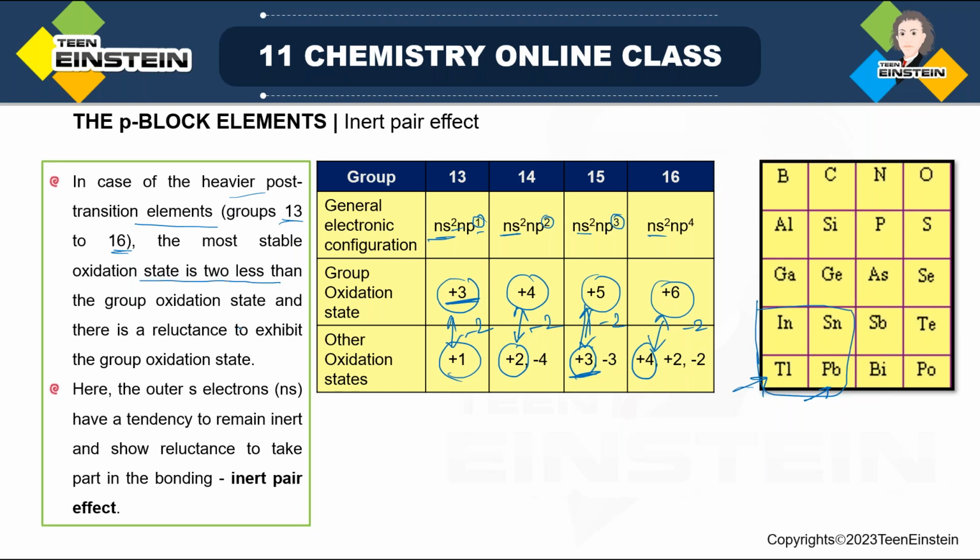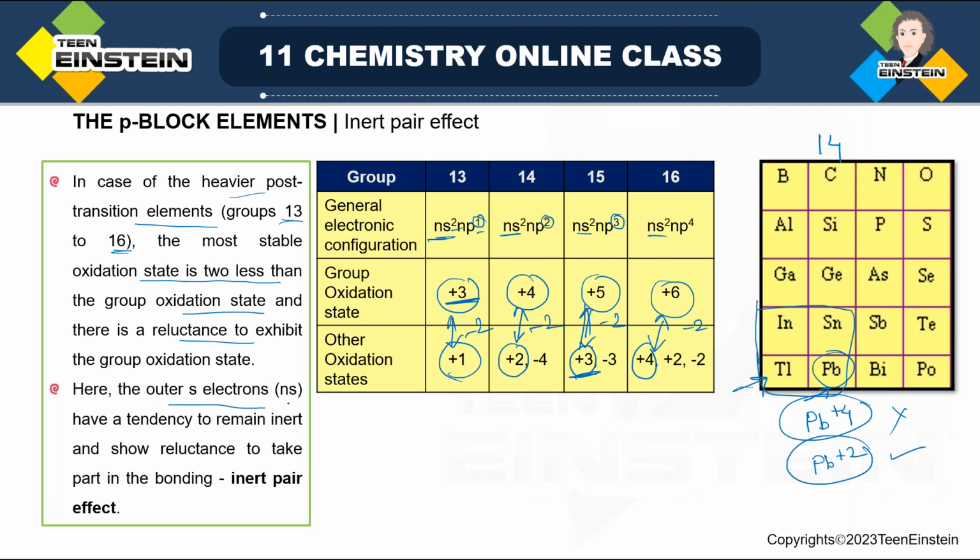The most stable oxidation state is 2 less than the group oxidation state, and there is a reluctance to exhibit the group oxidation state. That means if you consider Pb, it should express +4 oxidation state because that is the group oxidation state. But what happens? Pb showing +4 oxidation state is not mostly observed; Pb showing +2 oxidation state is mostly observed. From group 14, +4 is expected, but actually the tendency is to show the oxidation state 2 less than the group oxidation state.